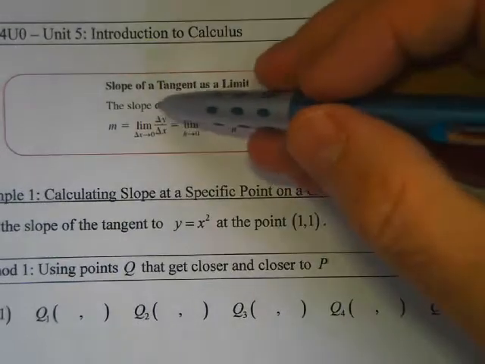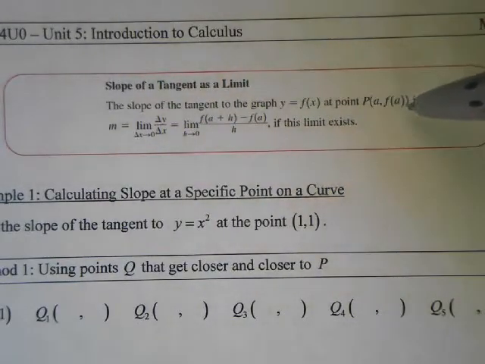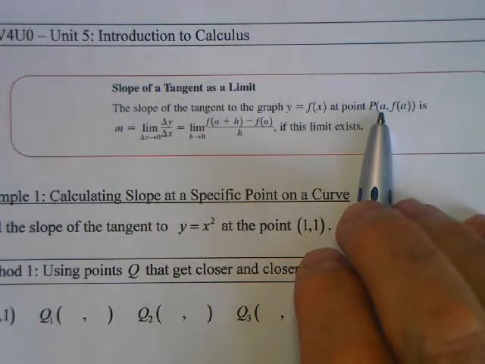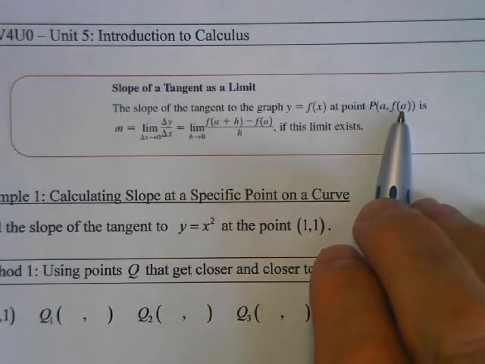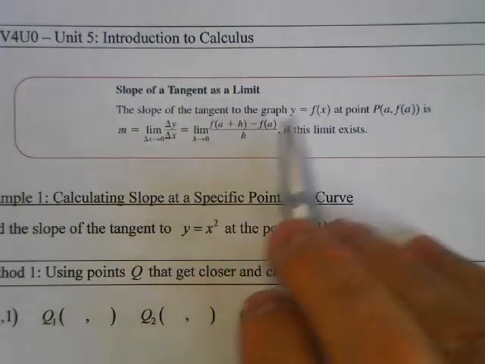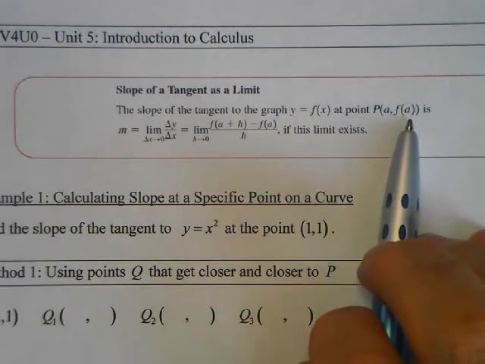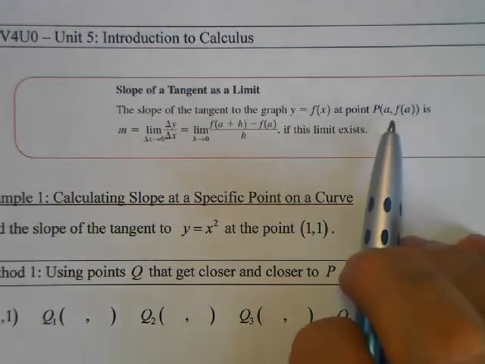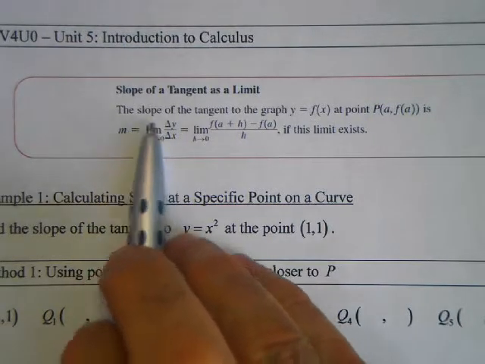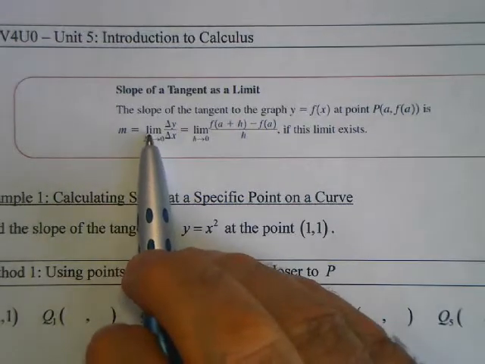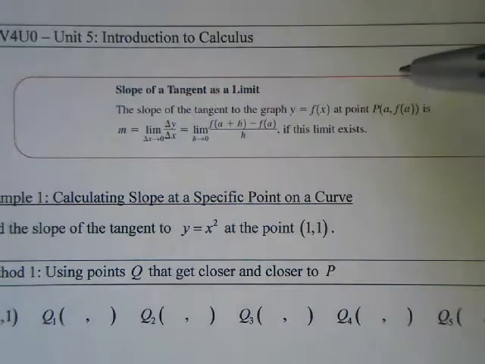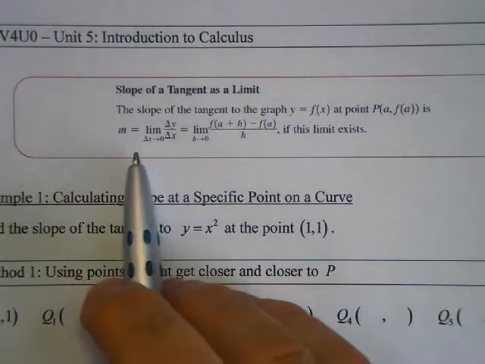Slope of the tangent to the graph y equals f of x at a point P. So basically we're saying that point P has x coordinate a, and the y coordinate will be what I get if I plug a into the function. We don't know what that function is here, it's just a generic function f. So that's the point P that we're trying to find the tangent at. Remember m is the variable we use for slope. Now here's some new terminology. The slope is equal to the limit of delta y over delta x, which is really rise over run, as delta x approaches 0.